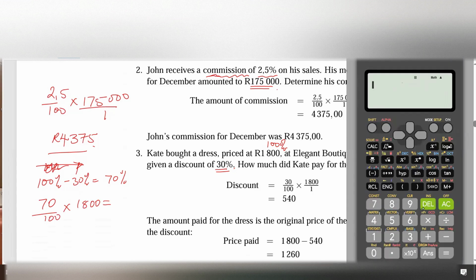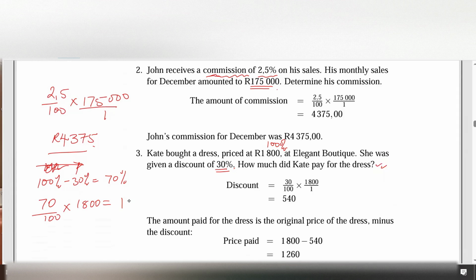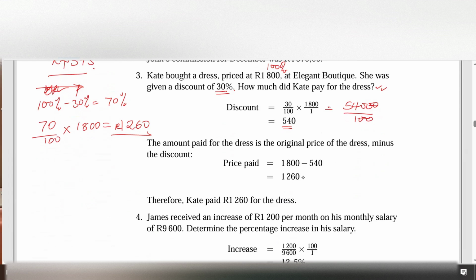Let's see. So we said 70%, which is 70. I'll use the percentage symbol, multiplied by 1,800. I'm getting 1,260. So you need to pay 1,260. So this is one option. Alternatively, you can get the discount just the way they are doing, 30 over 100 times 1,800. That's going to be 54,000 over 100. These two zeros cancel, you have 540, and then you have to subtract. And then you still get 1,260.